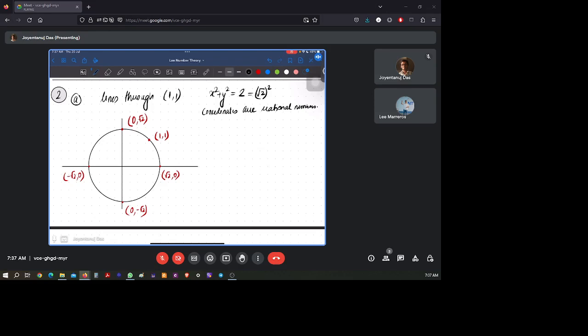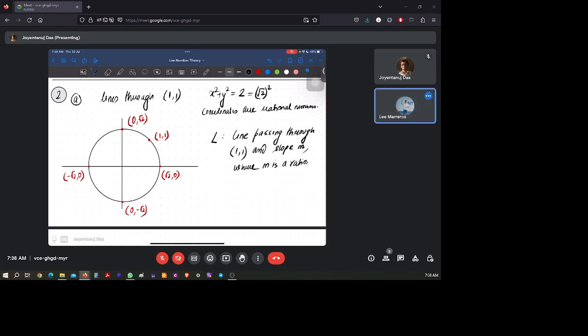Right, so the same idea. We take a rational slope. So let L be the line passing through 1 comma 1, with slope m, where m is a rational number. So what is the equation of the line? What will be the equation of the line?